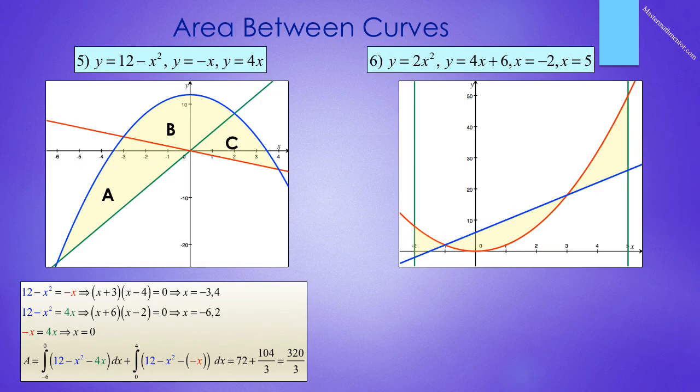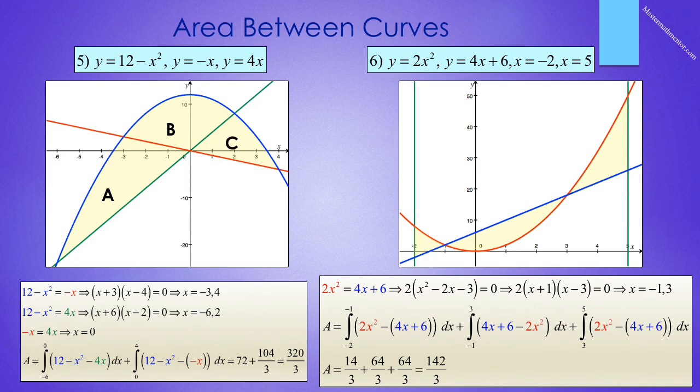In number 6, we'd like to find the area between the curves y equals 2x squared, y equals 4x plus 6, x equals negative 2, and x is equal to 5. When we graph all four curves, we see that there are three distinct areas that we need to find.